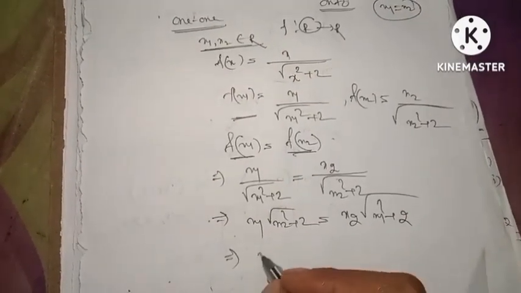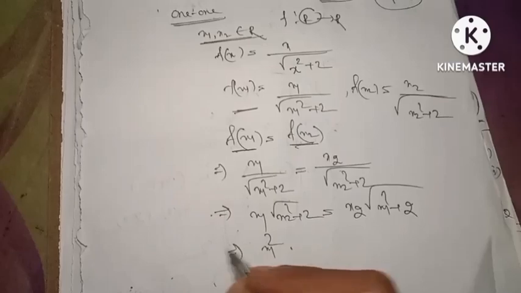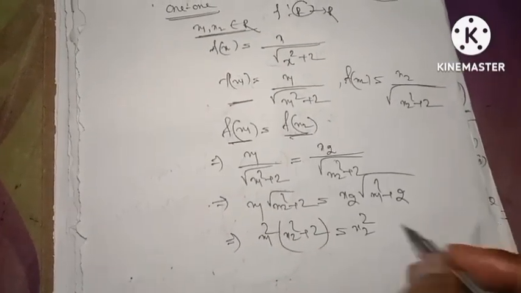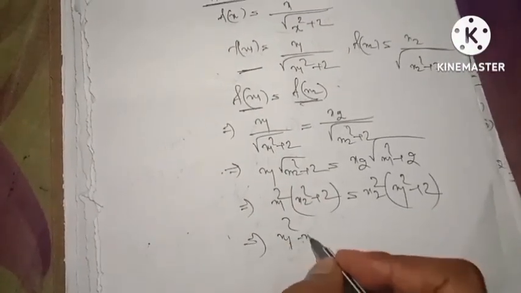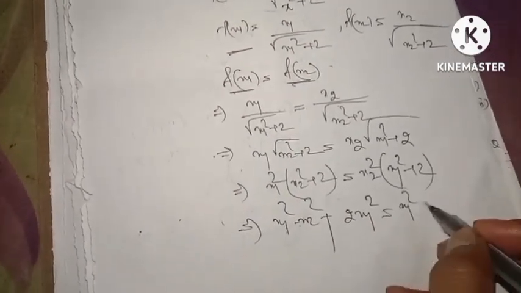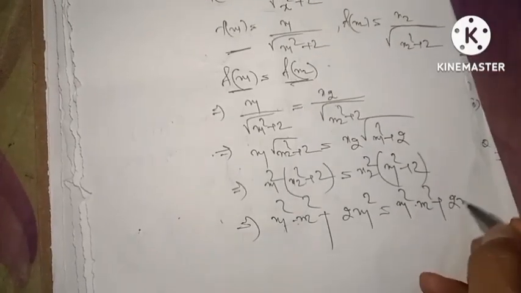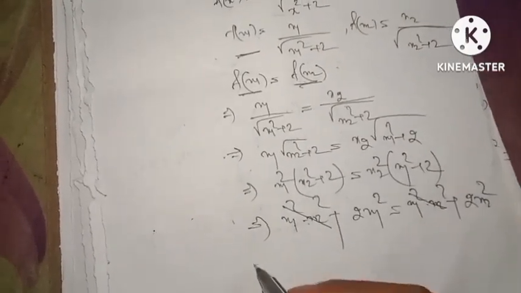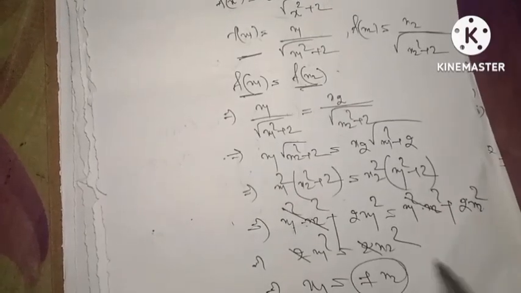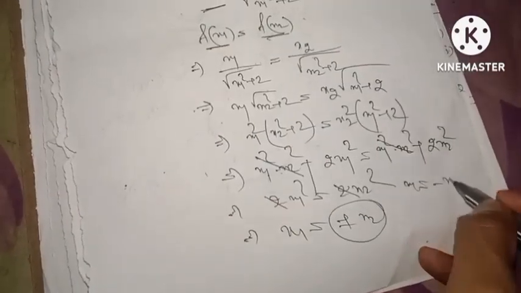Then squaring both sides, the root is cancelled. We get x1² (x2² + 2) = x2² (x1² + 2). Multiplying, x1² x2² + 2x1² = x1² x2² + 2x2². This and this cancel, and 2x1² = 2x2², then the 2 cancels, so x1 = ±x2. This means x1 = −x2 or x1 = +x2.